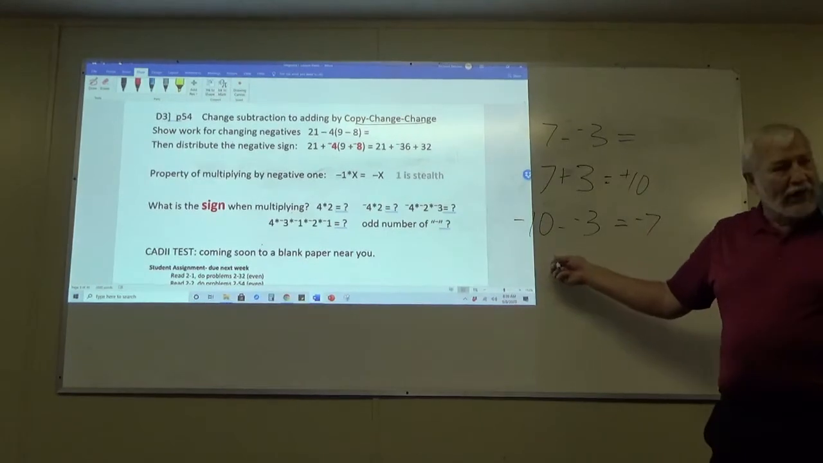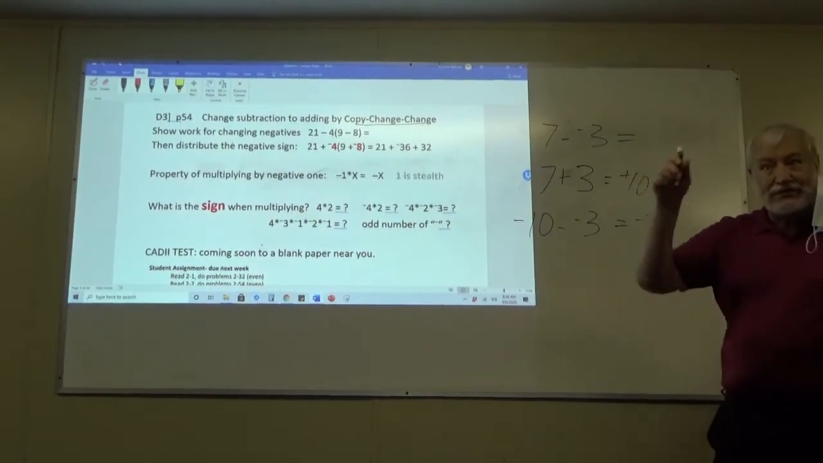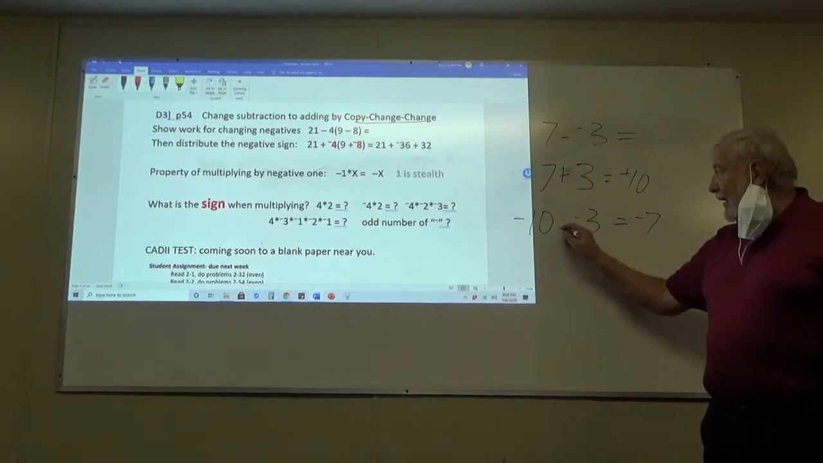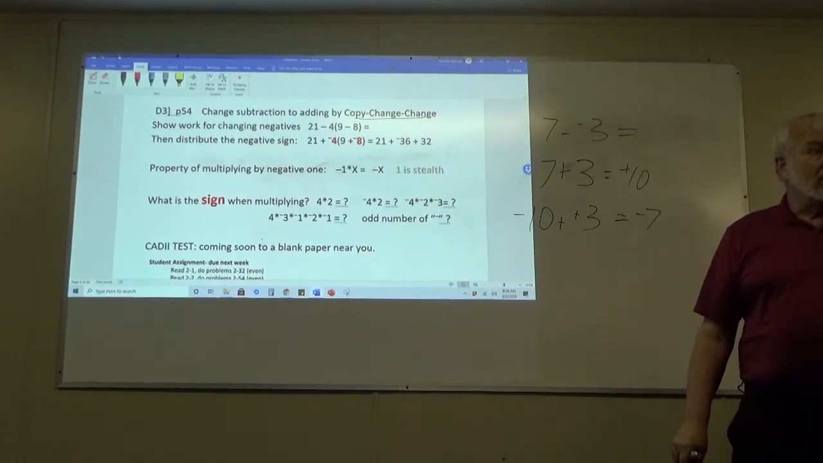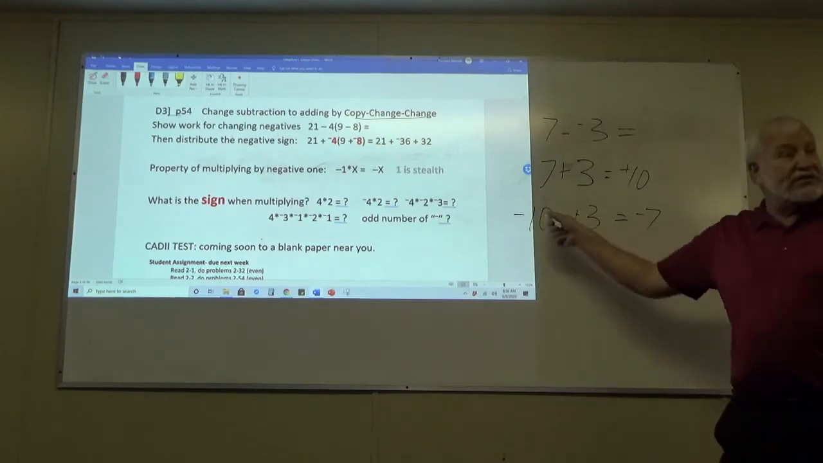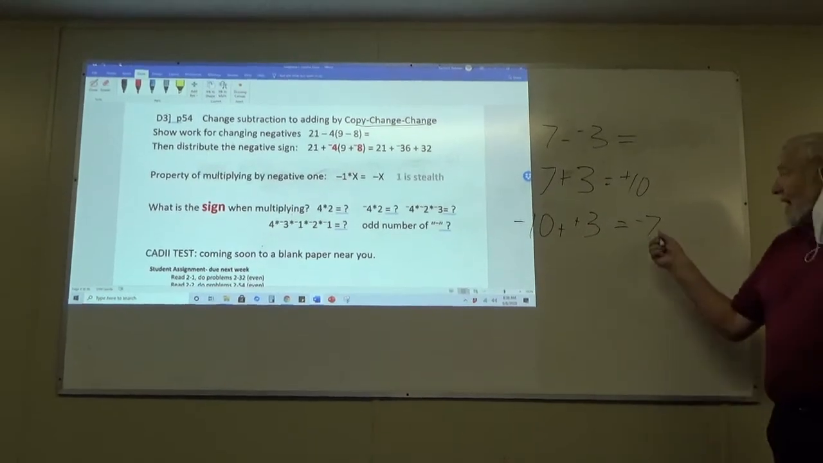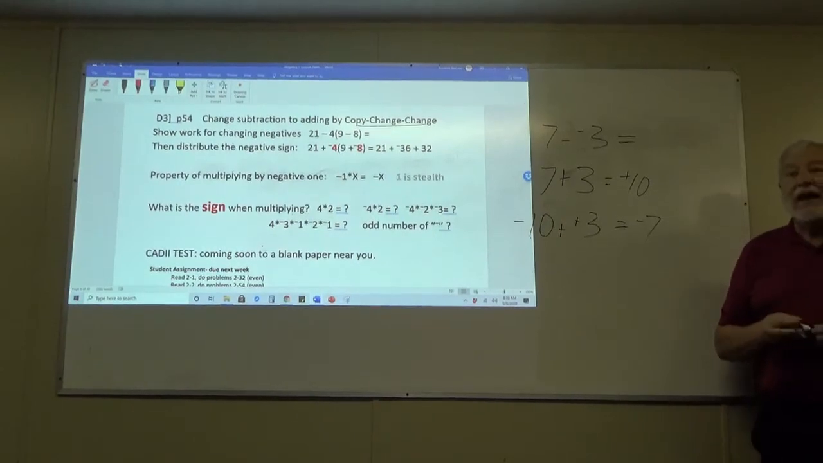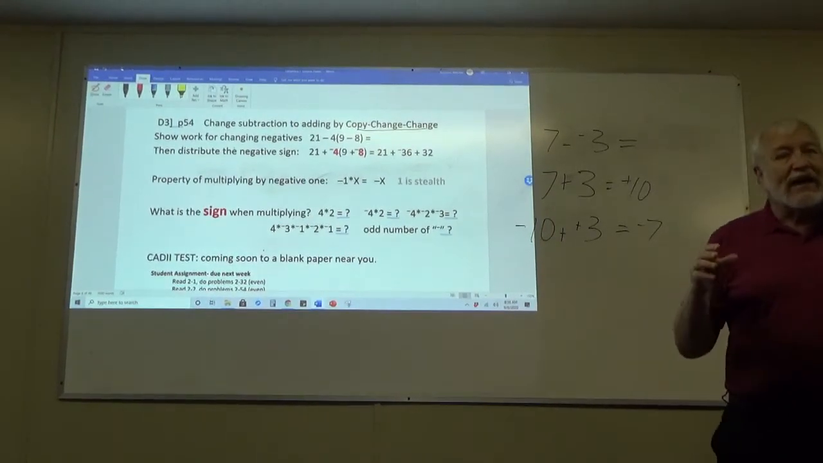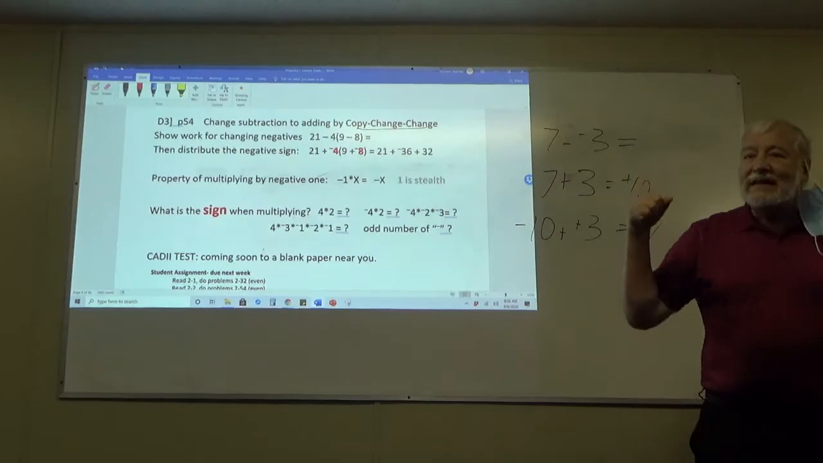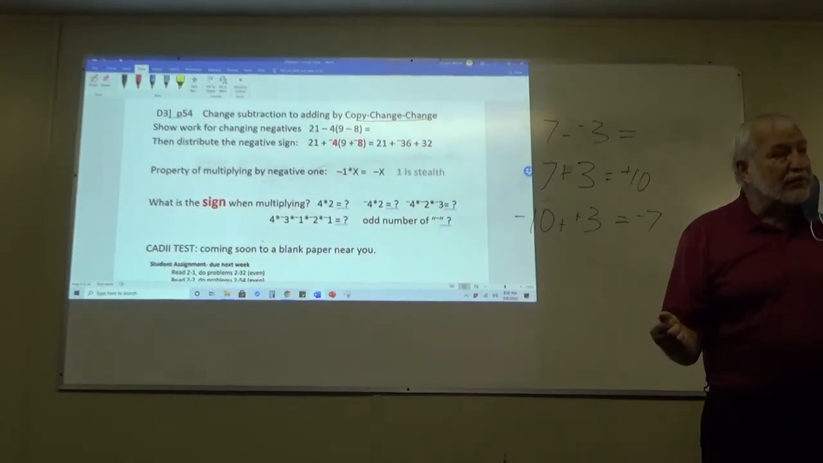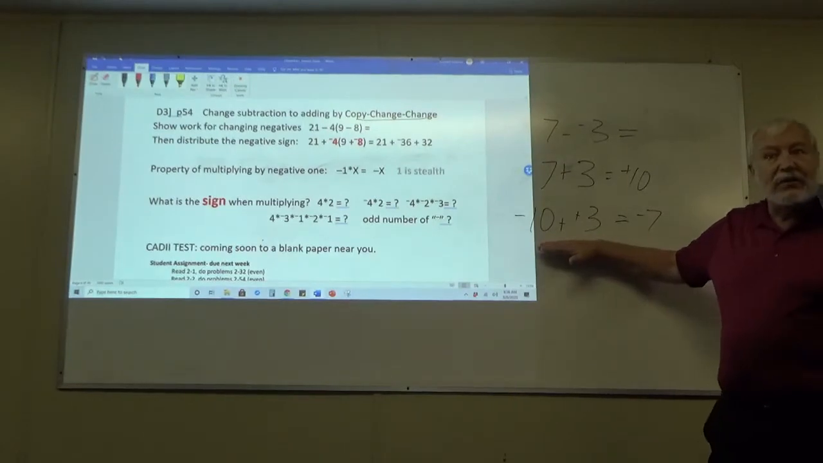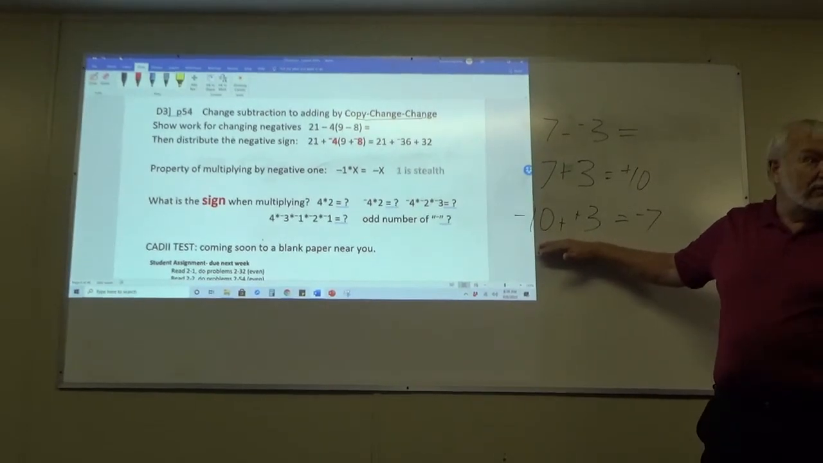But that's weird. So let's do copy, change, change. Copy, change, change. What's the sign of the answer? Negative. And what do I do with the numbers? No, subtract them because the signs are different. Right? That's why you end up with -7. And the reason I'm talking about that is you cannot get that easily by looking at it as a subtraction problem. But if you change it to an adding problem, that's simple.